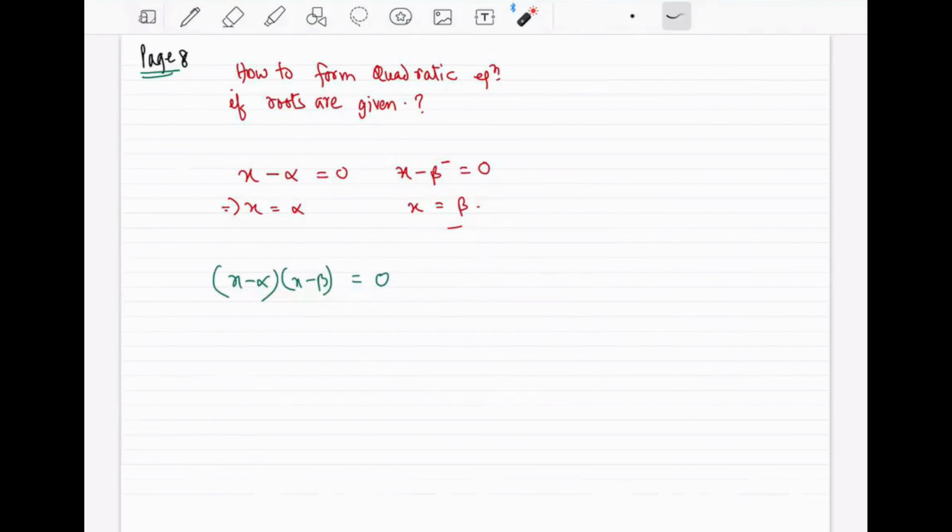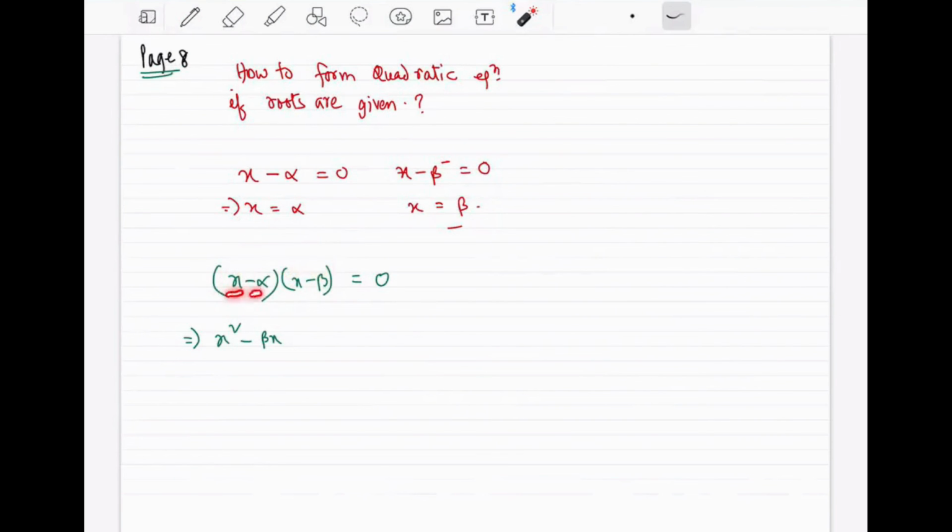So let's simplify this. Let's multiply them. First of all, if you multiply x and x, we are going to get x squared, the necessary term for a quadratic equation. x and beta, there is a minus sign there, so we will get minus beta x. For x, the multiplication is done. We get x squared and minus beta x.